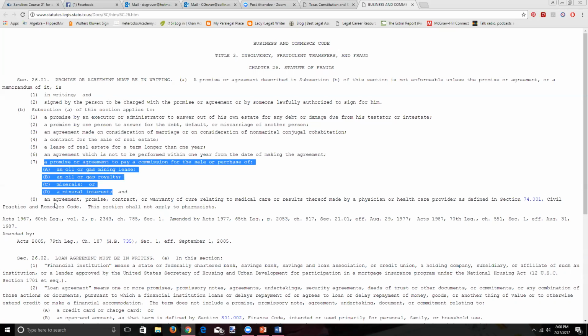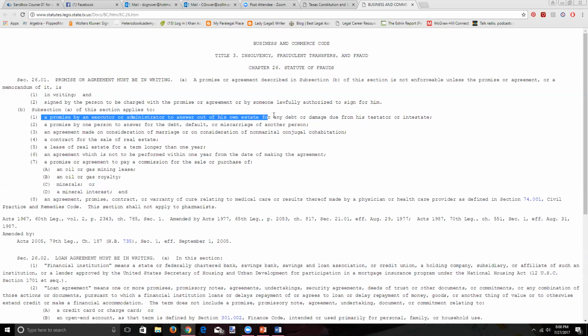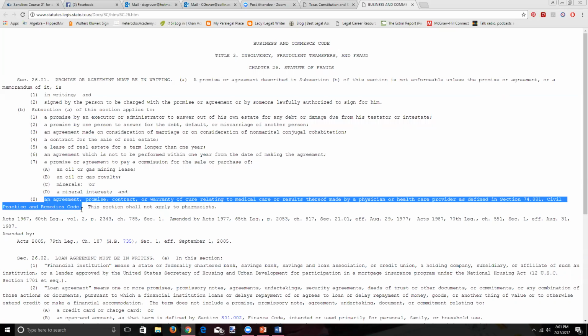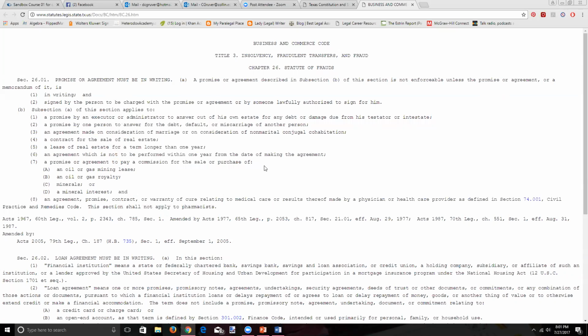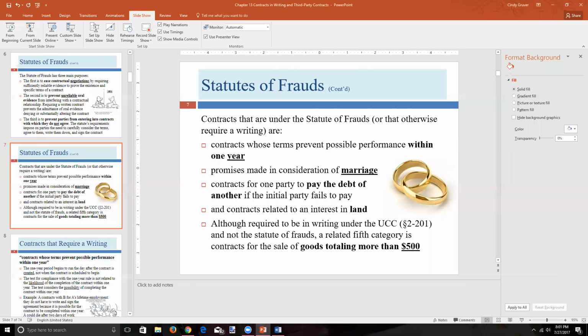There are 2 that we haven't covered. Number 1 is a promise by an executor or administrator to answer out of his own estate for a debt or damage due from his testator or intestate. This is something that doesn't deal with business law, so we're not going to cover it in this particular class. And then the last one is just a quirky one under Texas law: an agreement, promise, contract, or warranty of cure relating to medical care or results thereof made by a physician or healthcare provider as defined by a particular statute. Again, kind of a quirky thing we have in Texas that isn't usually covered in the Statute of Frauds. But all the other parts are straight from the garden variety Statute of Frauds.